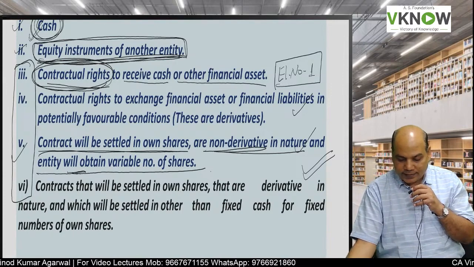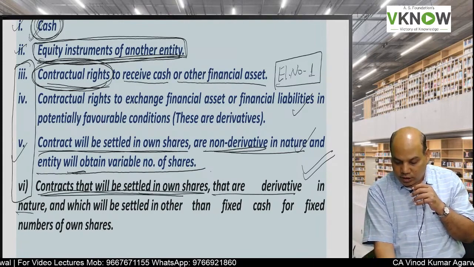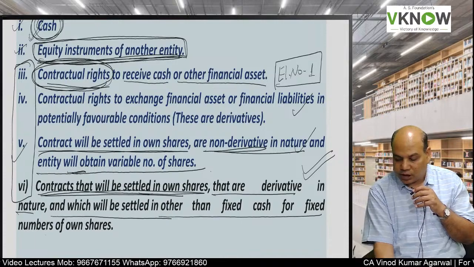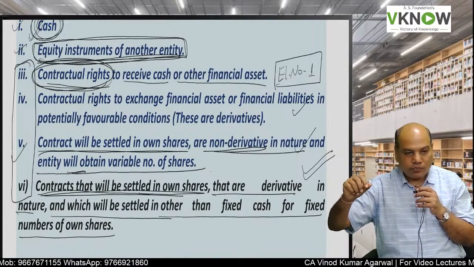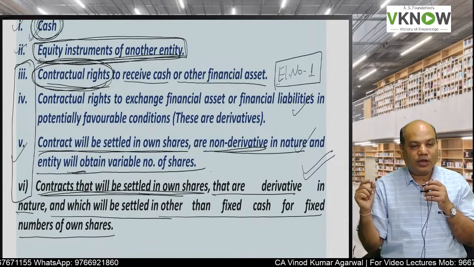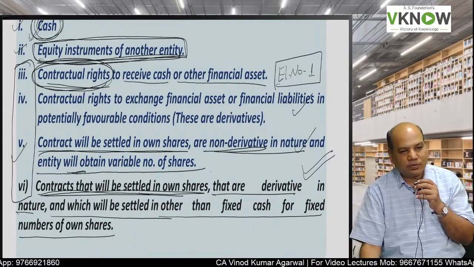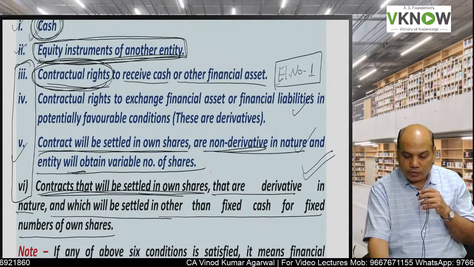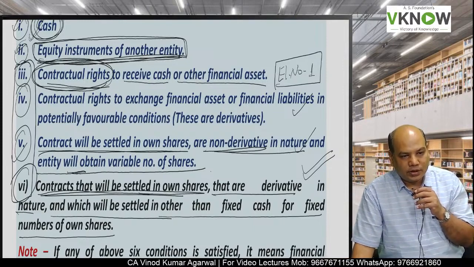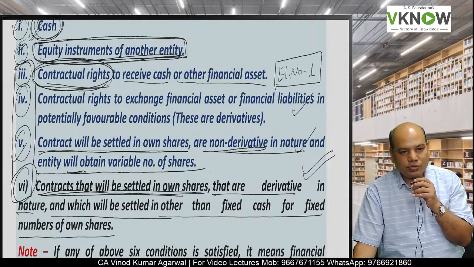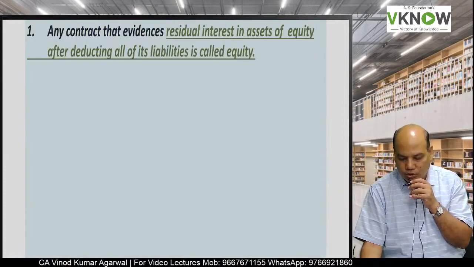And the last one is a contract that will be settled in own shares that is derivative in nature and which will be settled other than by fixed cash for a fixed number of shares. So these are exactly reverse. The last one is a non-derivative contract which will be settled in a variable number of equity shares or variable cash, but not fixed cash against a fixed number of shares. If any of these 6 elements are present, then that contract will be a financial asset and the entity will apply IND AS 32 and IND AS 109 for accounting, measurement, recognition, and IND AS 107 for disclosure purposes.